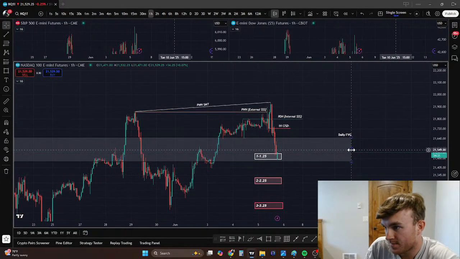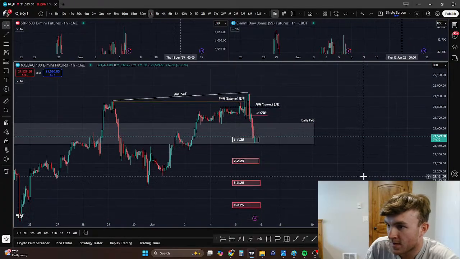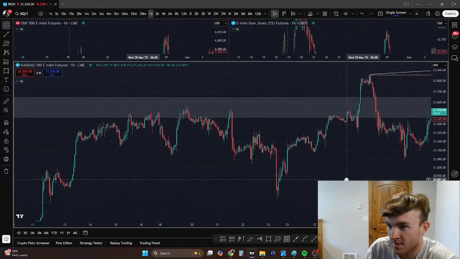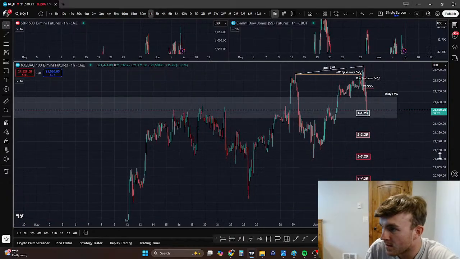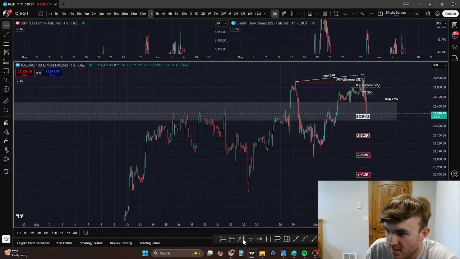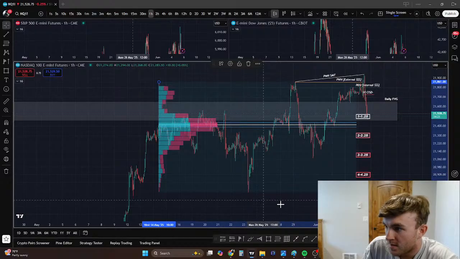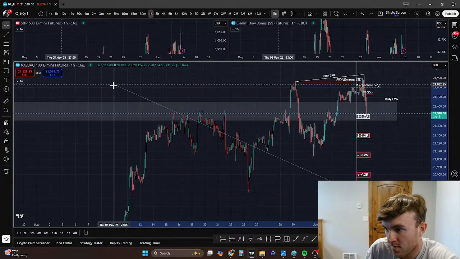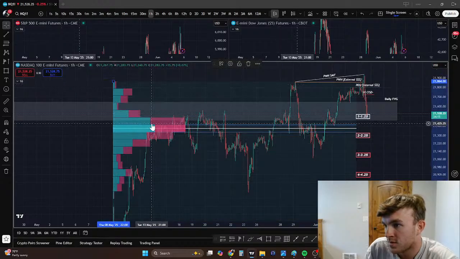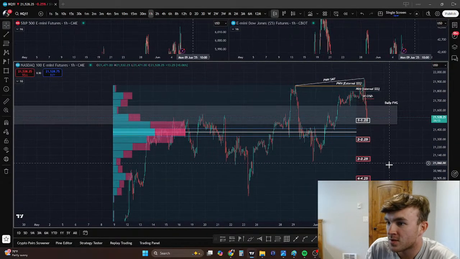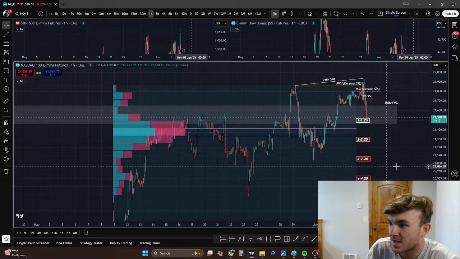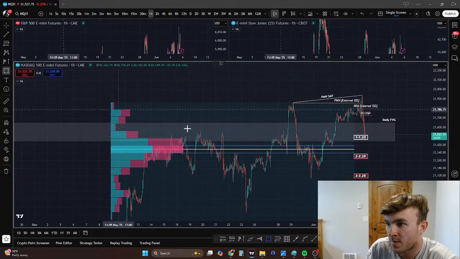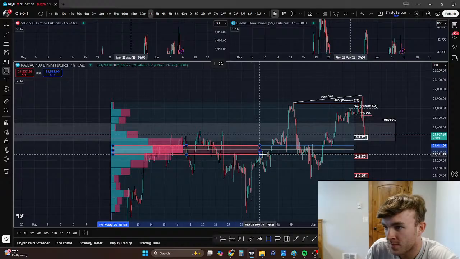Okay, so I'm going to go ahead and screenshot this and put it in my little private thing I have. Okay, so looks like the most liquidity is at the second standard deviation, so we'll probably go here, but I don't know if we'll go past that.